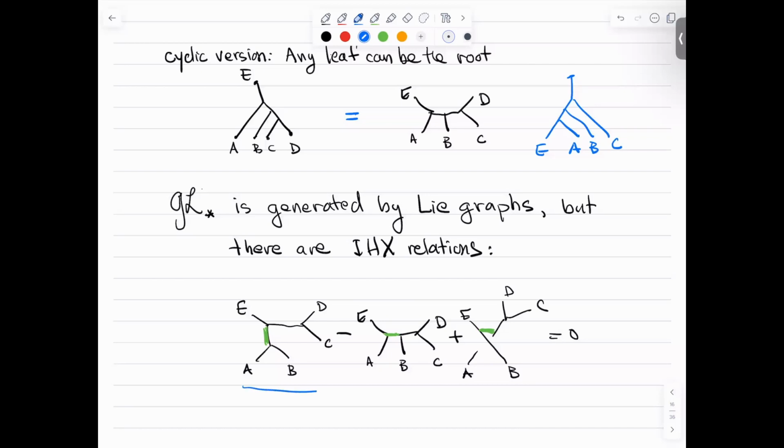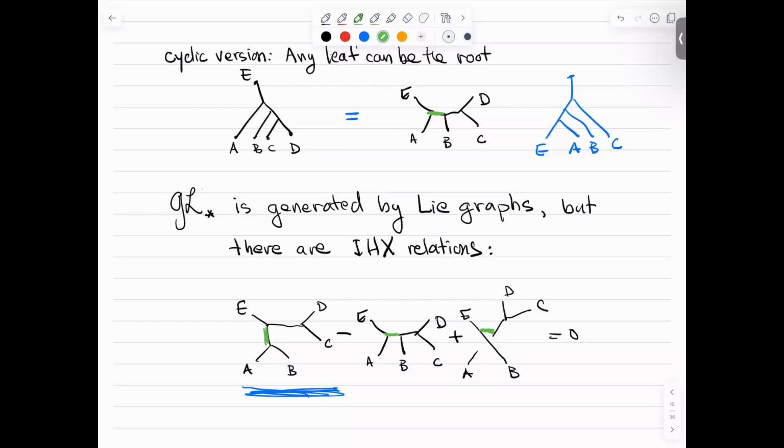This is a little piece of a Lie graph, where I should think of all these letters as corresponding to the rest of the graph, pieces of the rest of the graph. And the IHX relations take an internal edge, like this green one, and do an IHX relation on it. So that minus that plus that is supposed to be equal to 0.